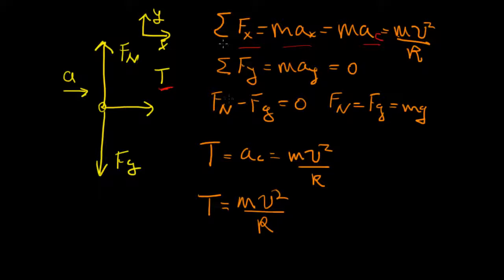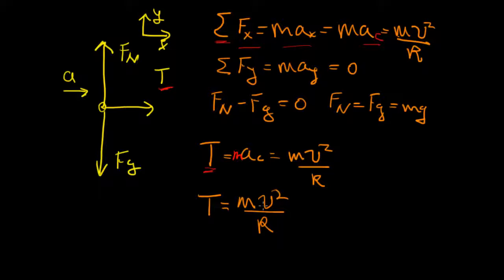But then if I look at the x direction, the only force acting in the x direction is the tension. I left out an m here: the tension is equal to the mass times the centripetal acceleration, which is equal to the mass times v squared over r. And so I get the tension in the rope is equal to the mass of the object times v squared divided by r. It's just the mass times the acceleration of the object.